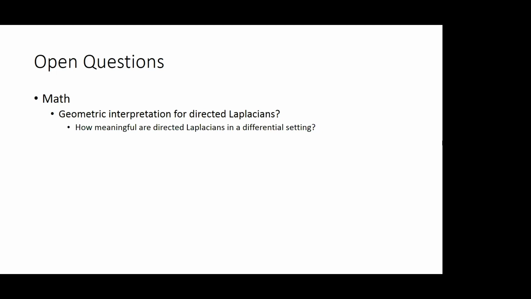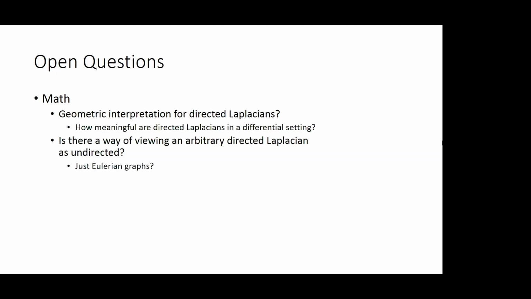So you could ask, is there some nice differential calculus geometric interpretation of what's going on in the directed setting? Another interesting question is, is there a way of viewing arbitrary directed Laplacian matrices as undirected, or maybe even just viewing Eulerian directed Laplacian matrices as undirected? That would be very interesting. In particular, if you could do it for Eulerian Laplacian matrices, then it would formalize the intuition that Eulerian graphs behave in a lot of ways like undirected graphs, but we don't know how to do that.